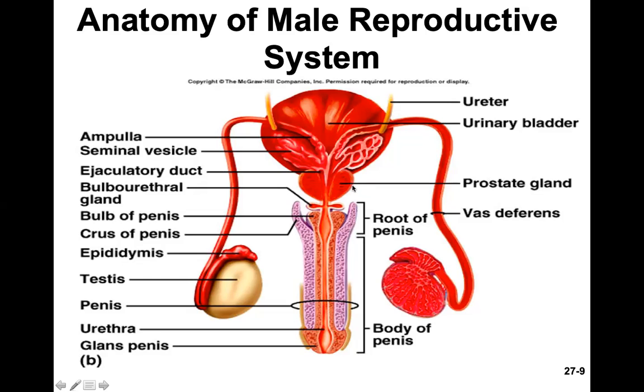penis. All right. This is considered the root of the penis. So the part that is closest to the body, there, root of the penis, and then the body of the penis is the rest of it.